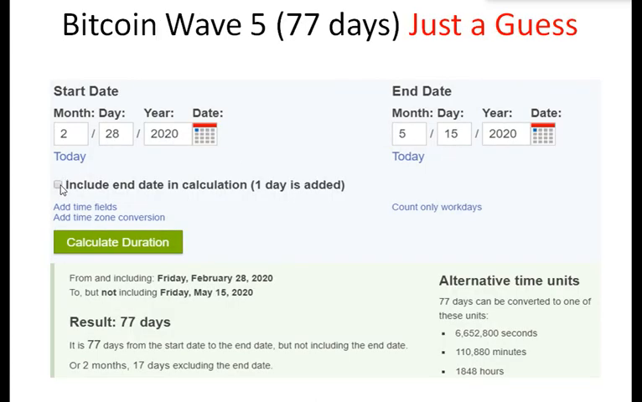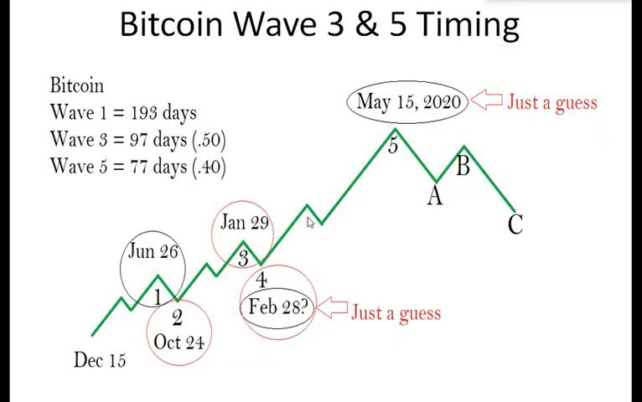So like I said, I always forget to check mark this: include end date and calculation. I need to remember to start doing that. But then if I did, that would put us about May 16th. And so, like I said, this can be all over the place as well. Probably a 15 to 30 day buffer zone from January, end of January to the end of February. Who knows? Leading us into May, June time frame.